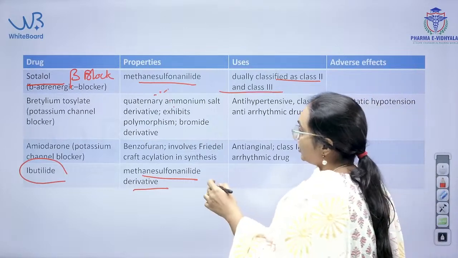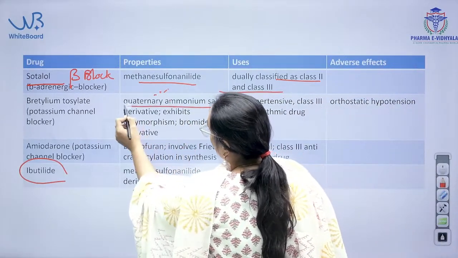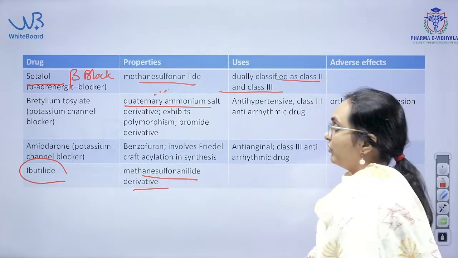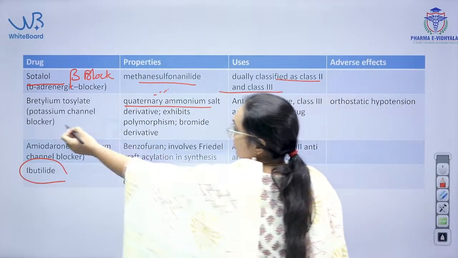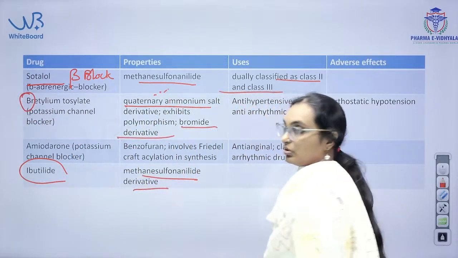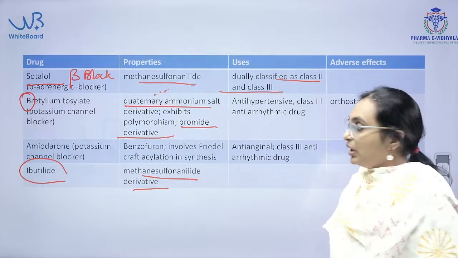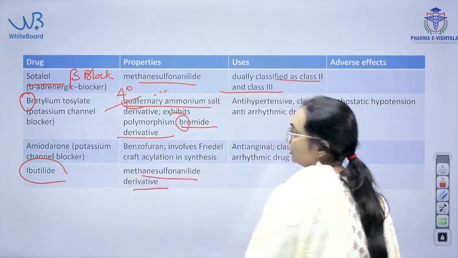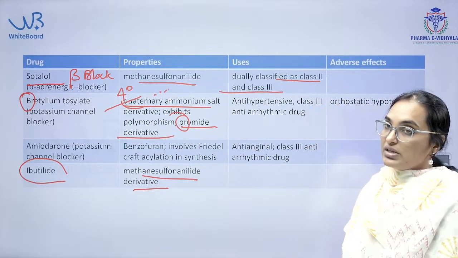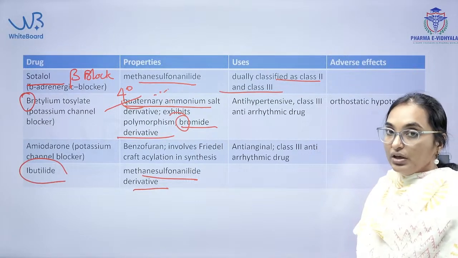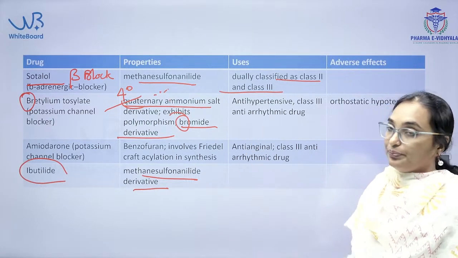Which of the following structures is a quaternary ammonium salt derivative? B for B: bretylium tosylate, a bromide derivative. Bretylium tosylate is a bromide derivative with a quaternary ammonium structure, a class 3 potassium channel blocker.